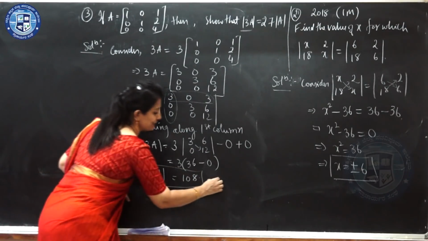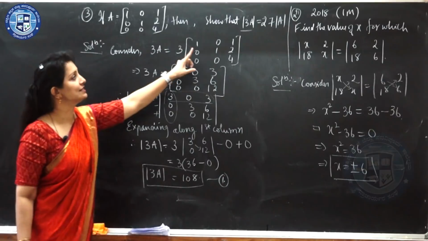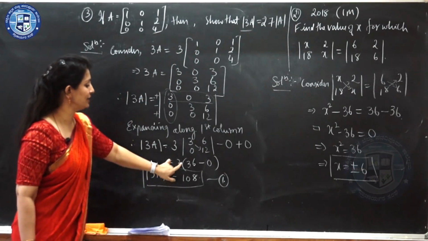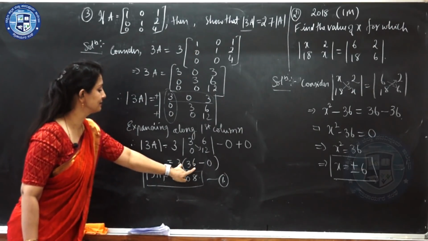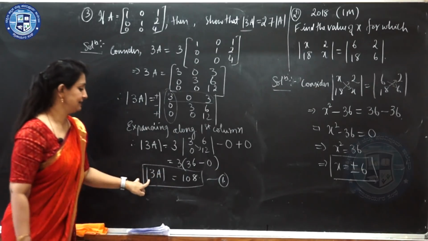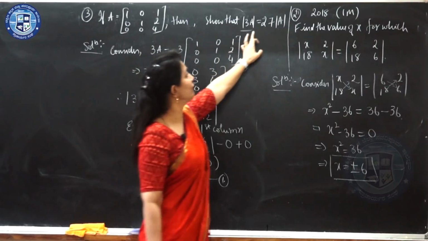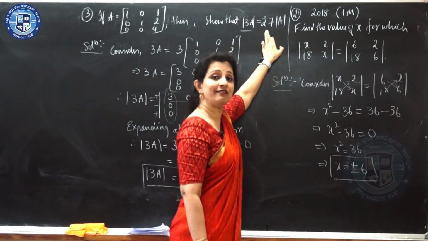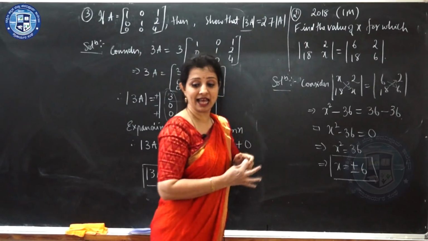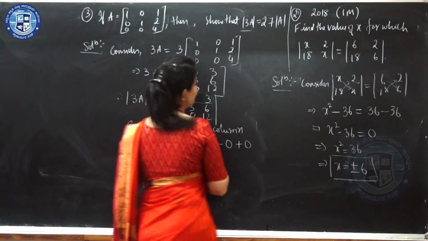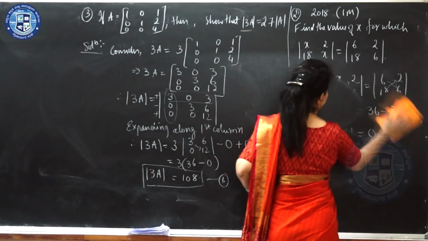Take it as first equation. So LHS we got, determinant of 3A is how much? 3 into 36, that is 108. Determinant of 3A is 108. Now, is it equal to 27 times the determinant A? That we have to find now. What is the value of RHS?